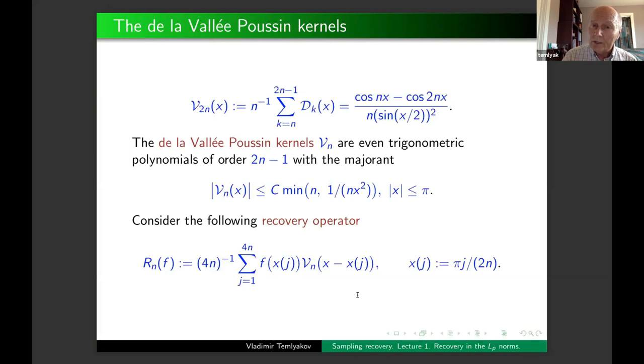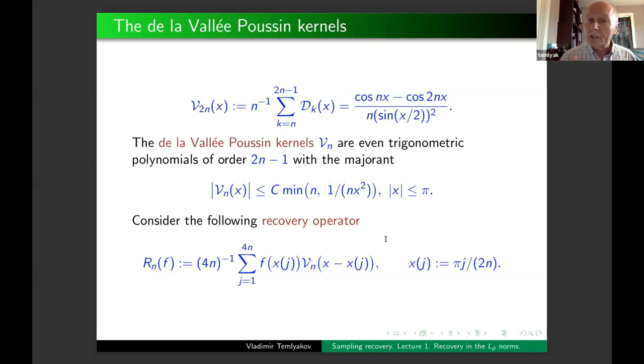Let me point out right away the following important thing: with the Dirichlet kernel, we worked with polynomials of degree n, that means the dimension of that subspace is 2n plus 1. And we used exactly 2n plus 1 points. So we will play with this operator and its good properties.